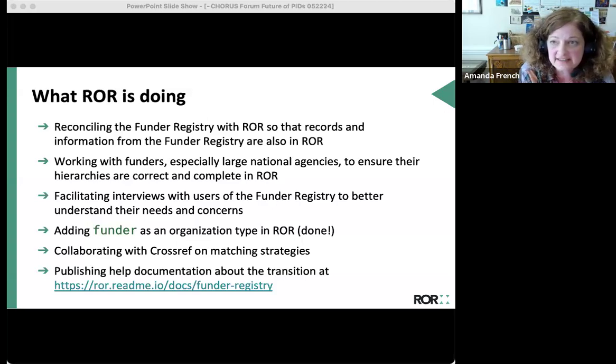We have added funder as an organization type in ROAR, and that has been quite a simple thing. Any ROAR record that has a mapped funder ID, we have marked as a funder. There may be, in addition, future funders that do not have funder IDs. And then we've been collaborating with Crossref on these matching strategies. As Scott mentioned, Crossref can and does match text strings for funders to funder IDs. And we have been working with them to make sure that those strategies are good and that they can encompass matching to ROAR IDs as well. The other thing is, I'm going to put in the chat this link to this help documentation, because this has, I think, probably all of the links that I'm sharing in these slides. And this is a great FAQ that we've published to try to answer all of the questions about this. Next slide.